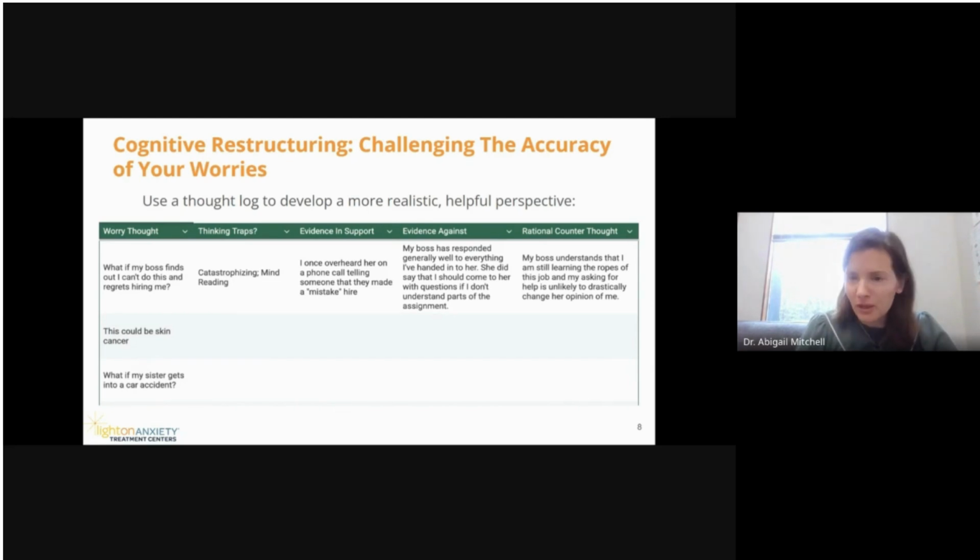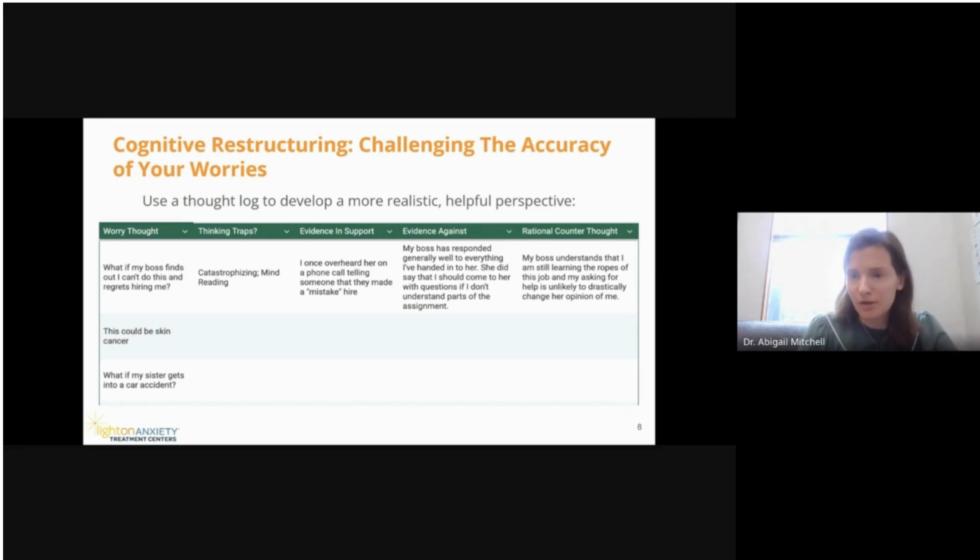So, I like to start by using a thought log, which has a structured way to show people how to take their worry thought and then examine the evidence for it, examine how accurate, helpful, and realistic it is, and then shift it into something that is more helpful, realistic, or accurate. So there's a zillion thought logs out there, and I've tried a whole lot of different ones, but generally a format that I like is where they're writing down the content of the worry, what is the worry thought or the anxious thought, what is evidence in support of it, what is evidence against it, and then what is a rational counter thought.